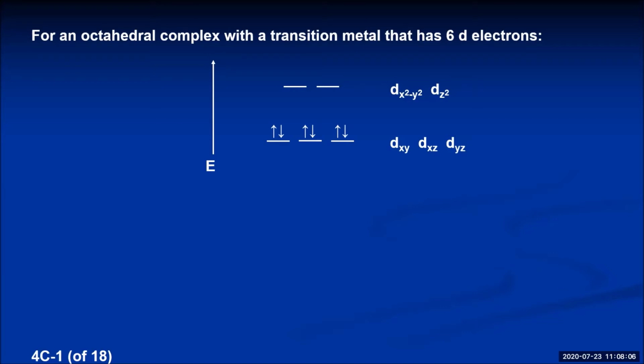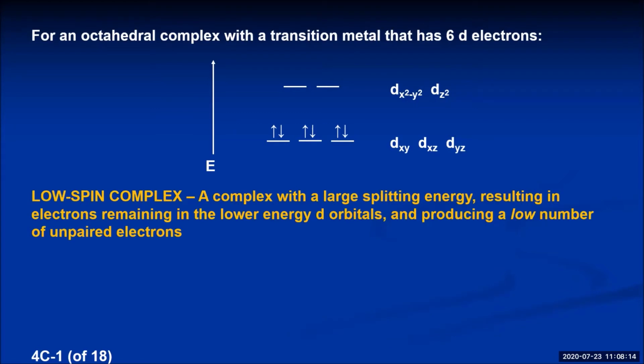If the arrangement of electrons in an octahedral complex like this has all the electrons in the lower d orbitals, we call this a low spin complex. This is a complex that results from a large splitting energy. So the electrons remain in the lower d orbitals, and this produces, and here's where the word low spin comes from, a low number of unpaired electrons. Notice we have no unpaired electrons here.